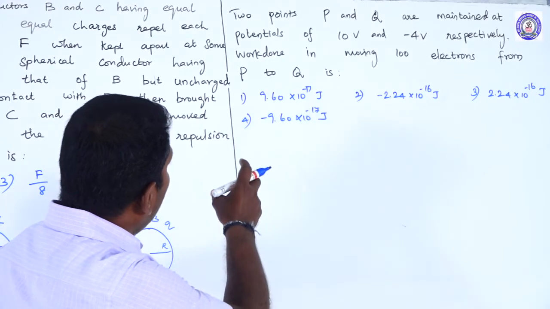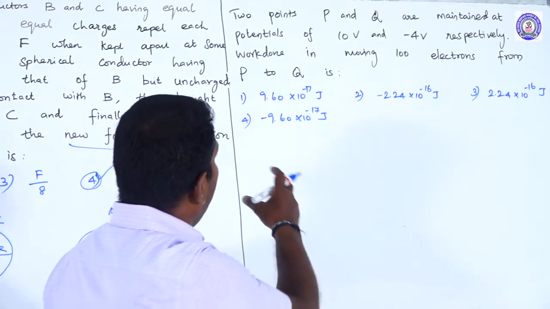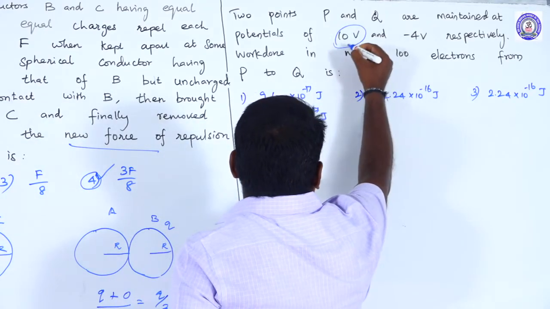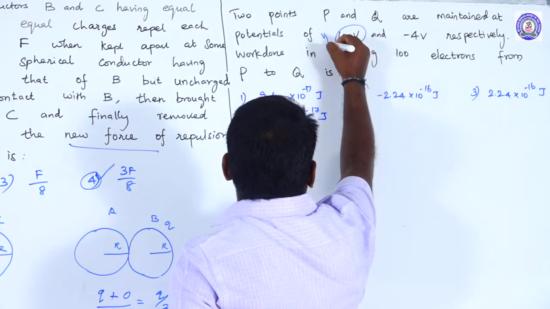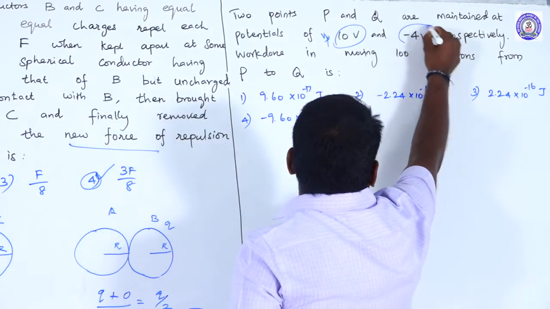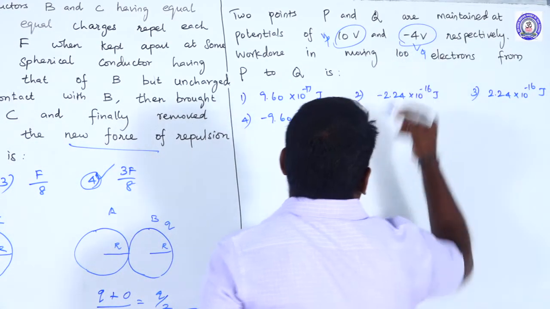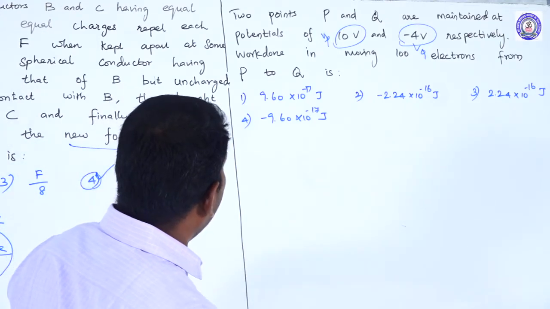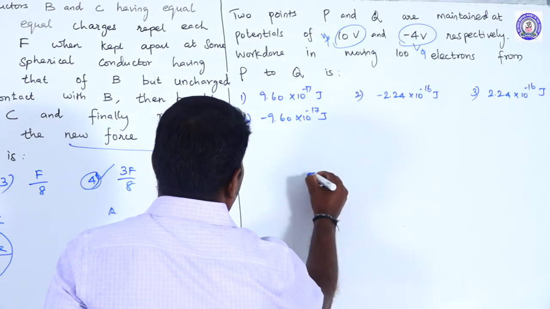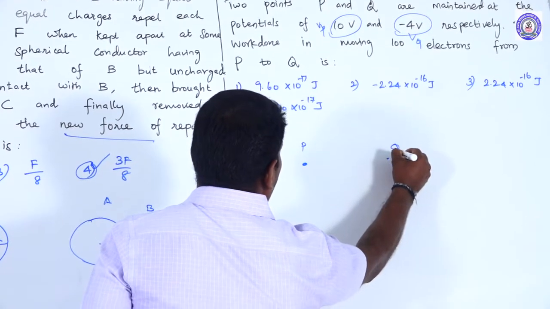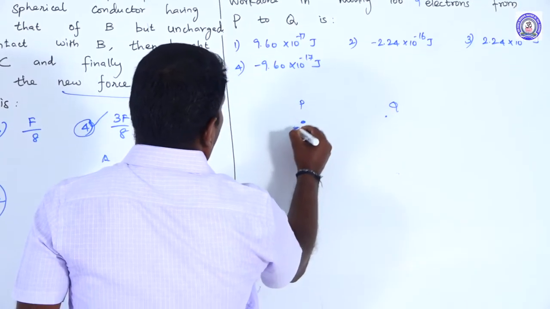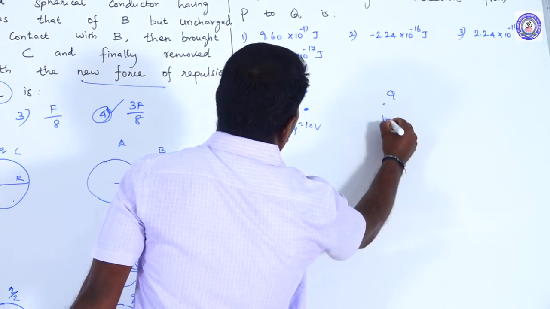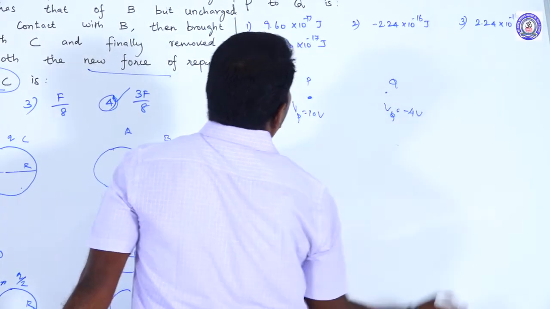So next problem: two points P and Q are maintained at a potential of 10 volt and minus 4 volt. The P point has a potential VP equal to 10 volt and the Q point has a potential VQ equal to minus 4 volt. Then work done in moving 100 electrons from P to Q. There are two points, P point and Q point. So electric potential at point P, VP, is equal to 10 volt. Electric potential at point Q, VQ, is equal to minus 4 volt.